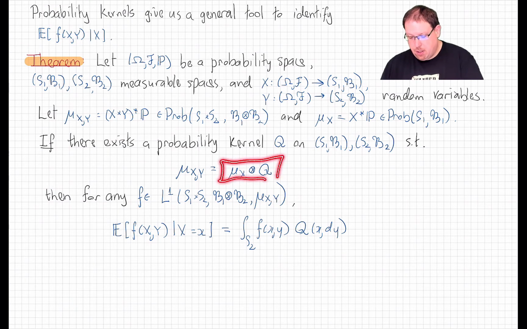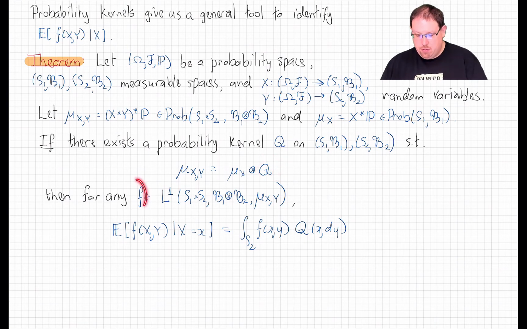Remember that we defined products of probability measures and probability kernels last time. If we can find such a Q, then for any L1 function of the product space with respect to the joint law of X and Y, the conditional expectation of that function f of XY given X equals the value little x can be computed as the integral of f at xy against the probability kernel Q of x and dy. So we get contributions to x from both the function and from the kernel, integrating out the y variable.